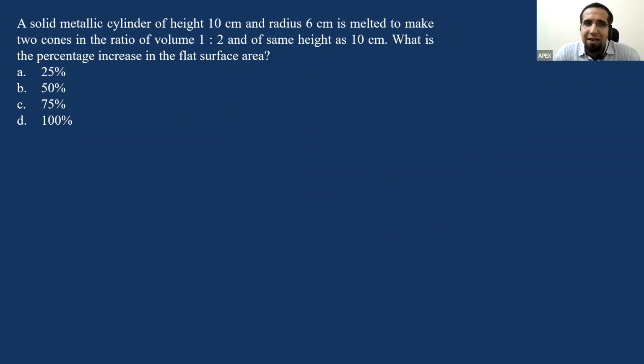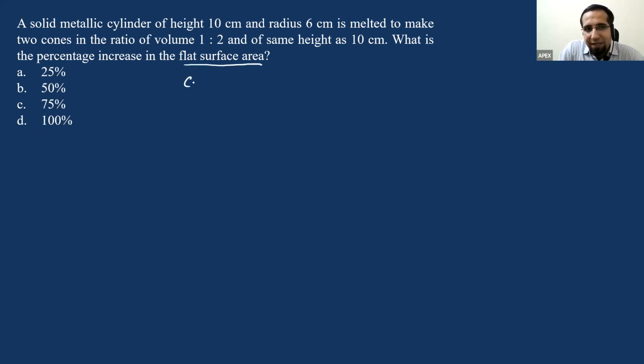A solid metallic cylinder of height 10 centimeters and radius 6 centimeters is melted to make two cones in the ratio of volumes, that is 1:2, and of the same height, that is 10. Now, what is the percentage increase in the flat surface area?